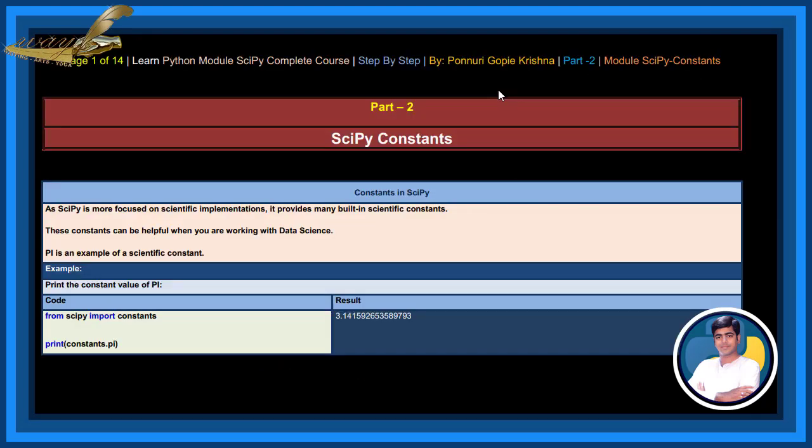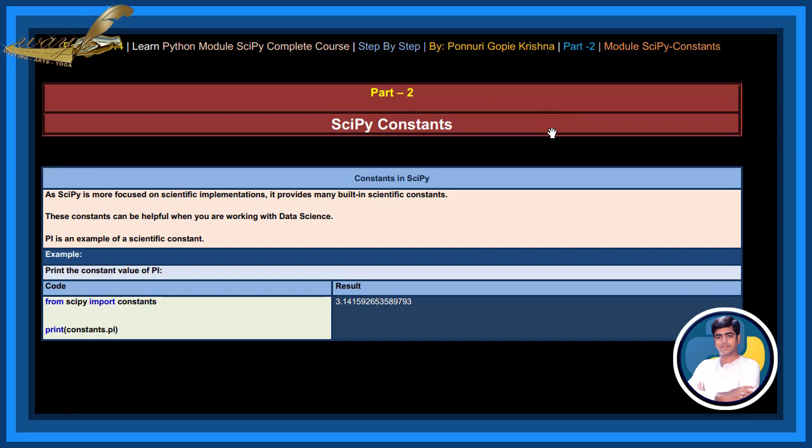In this session, let us learn about SciPy constants. As SciPy is more focused on scientific implementations, it provides many built-in scientific constants. These constants can be helpful when you are working with data science. Pi is an example of a scientific constant. Print the constant value of pi.